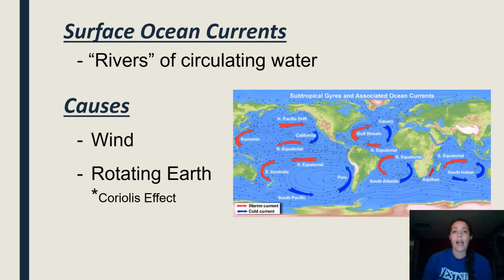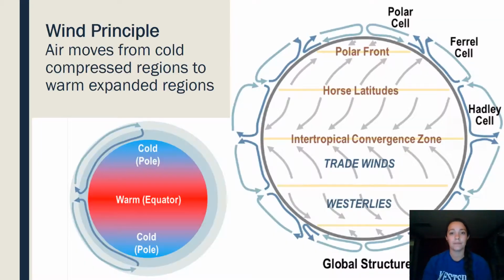That is why hurricanes in the northern hemisphere go clockwise, and in the southern hemisphere they go counterclockwise. But we're going to get more in depth to that later. All right, so there's a wind principle that comes with these currents, and remember these surface currents. Surface currents deal with wind and the rotation of the earth.